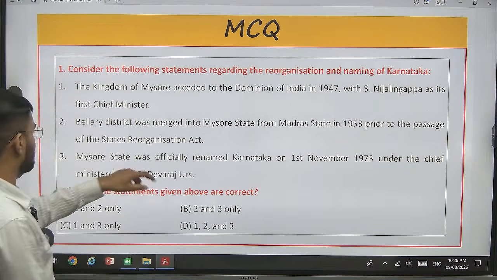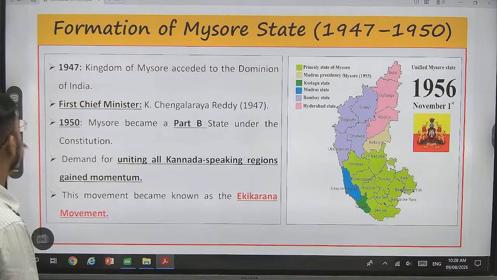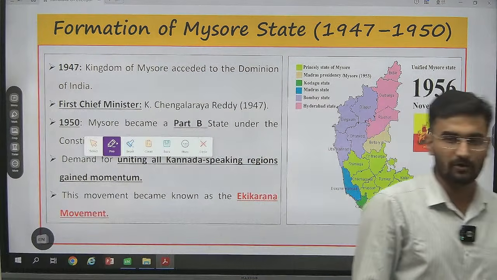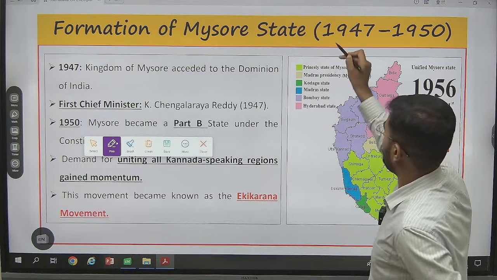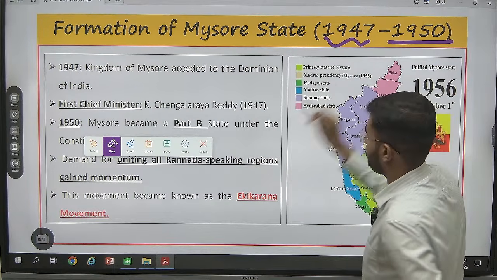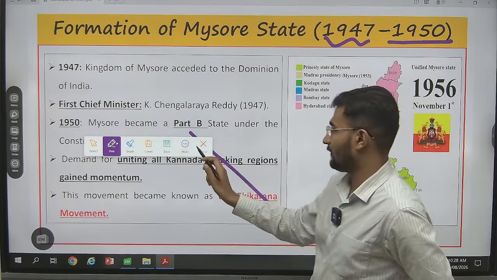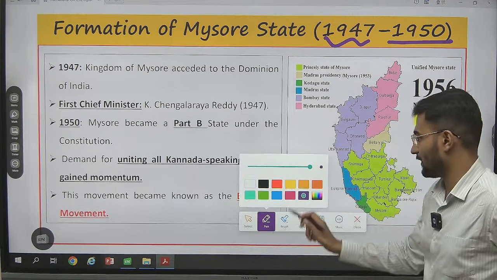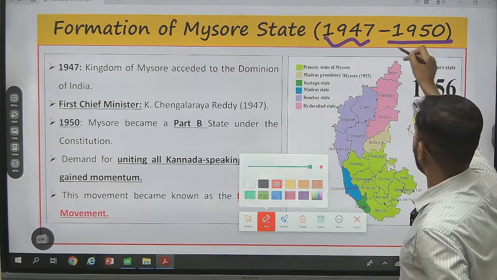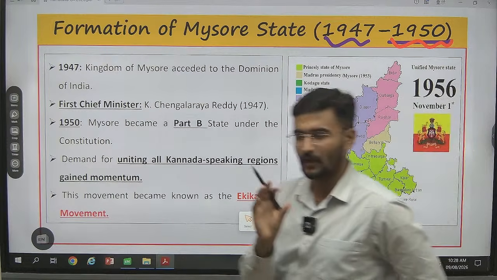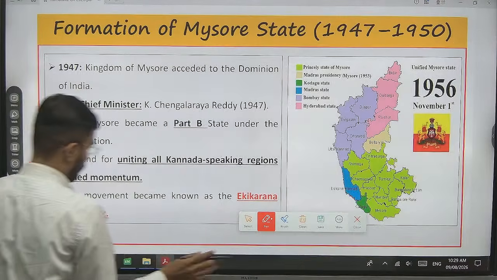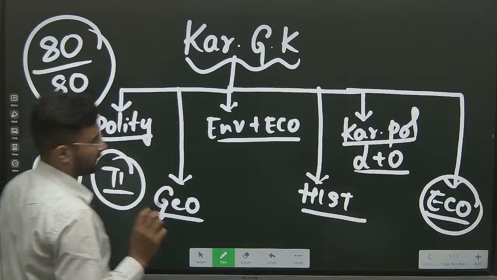Now for that, the first and foremost topic will be the formation of Mysuru state. Now starting from 1947 till 1950, we call it. Understand the concept here. Now whenever we are discussing about Karnataka, you should know about 3 important things here.